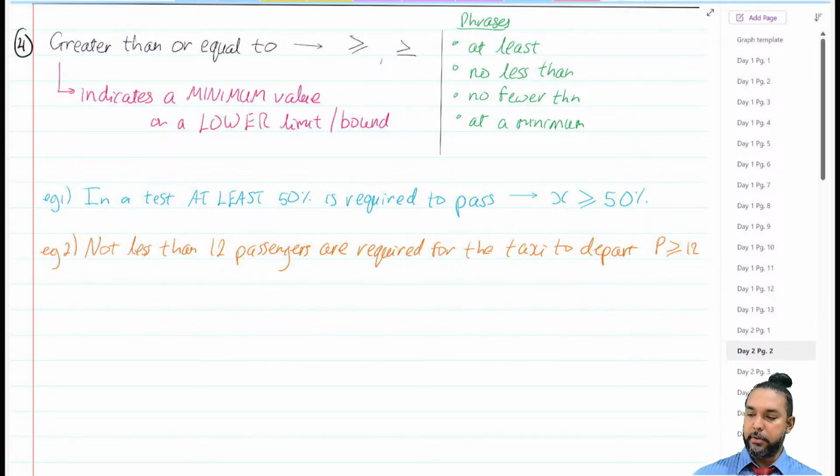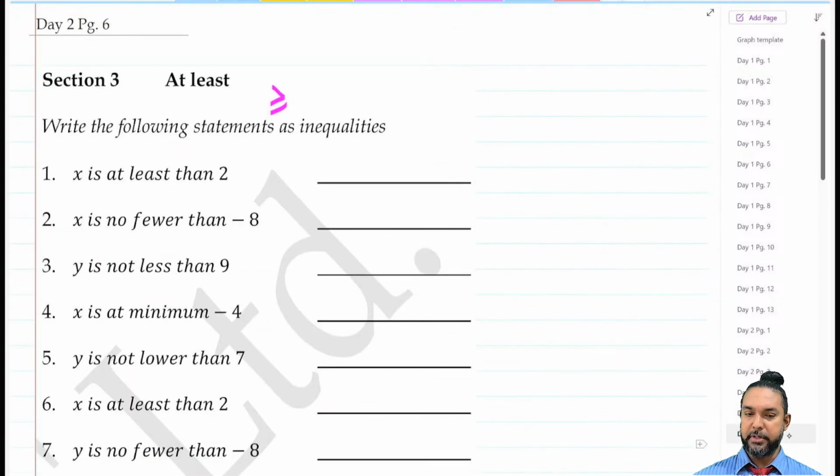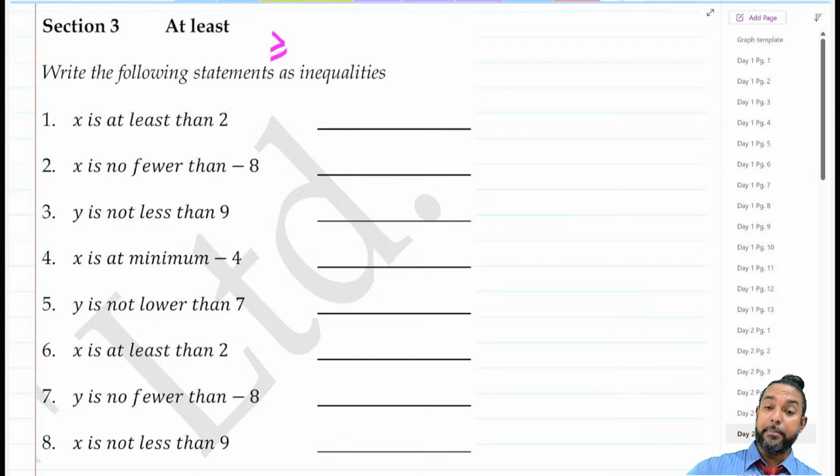Okay, so now we will go to section 3, right? Section 3 is the "at least" section. At least implies a minimum. For example, number 1 says X is at least than 2. That's not correct.